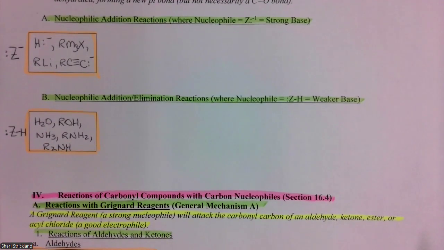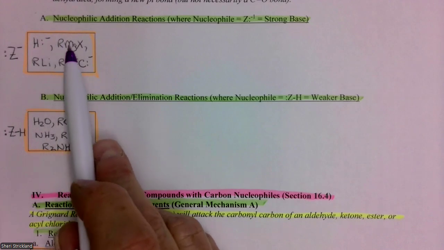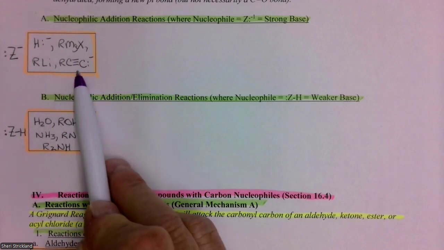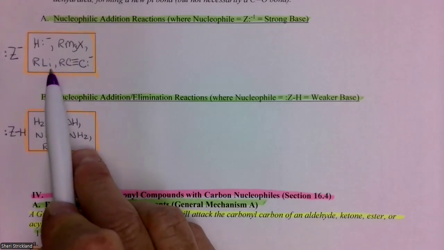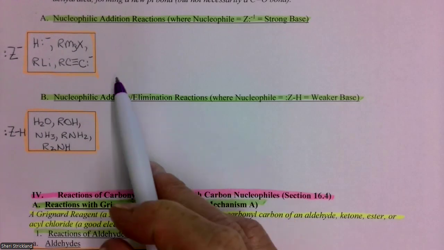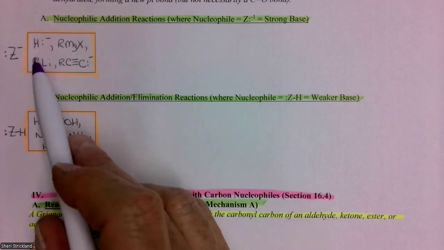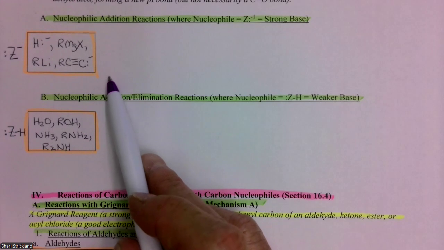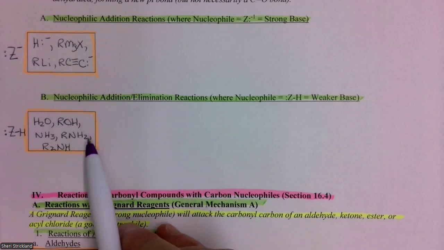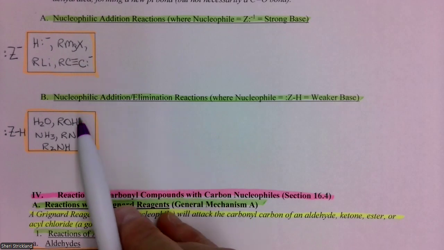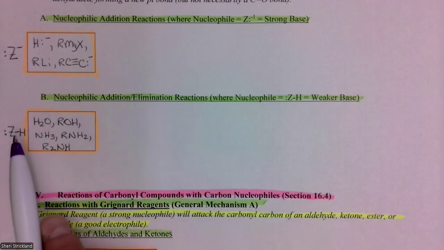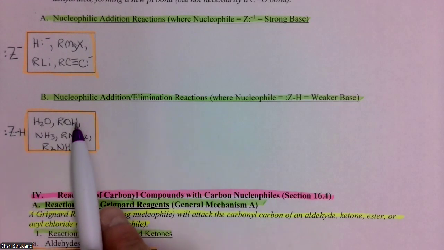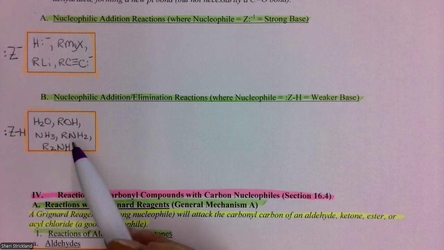Okay, so the strongly basic nucleophiles are these. It's all the carbon nucleophiles and a hydrogen nucleophile. So the Grignard reagent, the alkyl lithium, the alkynide ion, and then the hydride ion. We will have a cyanide ion, which more belongs down here, but doesn't exactly belong either place, but we'll talk about it when we get there. The nucleophiles that are weaker bases are protonated: water, alcohol, ammonia, and primary and secondary amines.